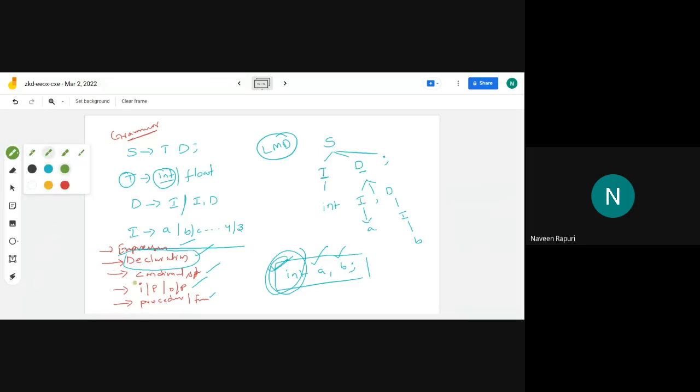Coming to input output, there are printf or scanf. With this you can separate. Coming to the procedure, all procedure names end with open parenthesis and closed parenthesis. That's why we can identify whether it is a procedure statement or an input or output statement.